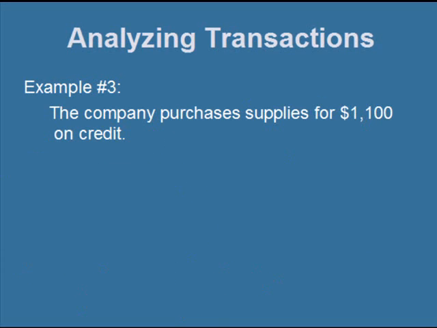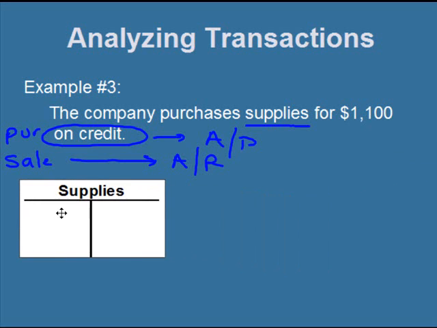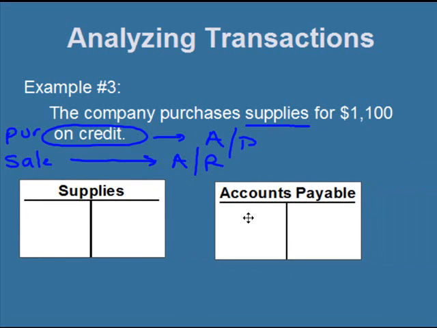When we have a look at the accounts that are changing, we know that supplies is an asset account, so there's one of them. And then we have this phrase to determine what the other account is. We have on credit. Remember, when it's a purchase on credit, it relates to accounts payable. When it's a sale on credit, or we're doing work for our customers on credit, that's accounts receivable.